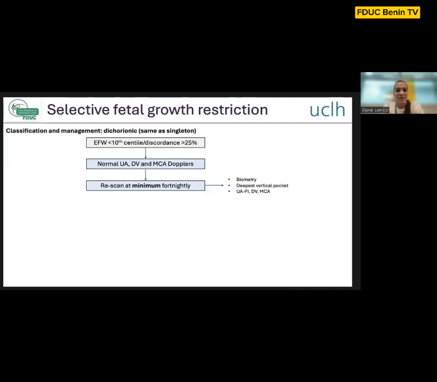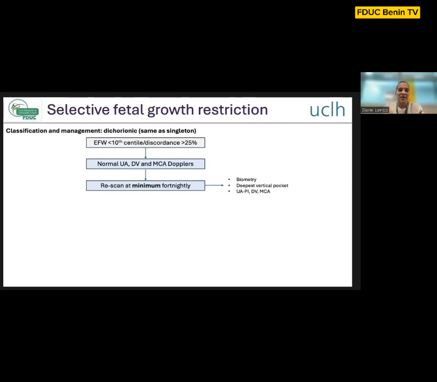So if we look at the classification and management of selective growth restriction, and obviously this differs depending on whether you have a dichorionic or monochorionic pregnancy. So I'll start off with just the dichorionic twins. So you've scanned the patient, you've recognized that it's met the criteria for selective growth restriction. One of the babies has an estimated fetal weight of below the 10th centile, and there's a discordancy in the estimated fetal weights of more than 25% between both twins.